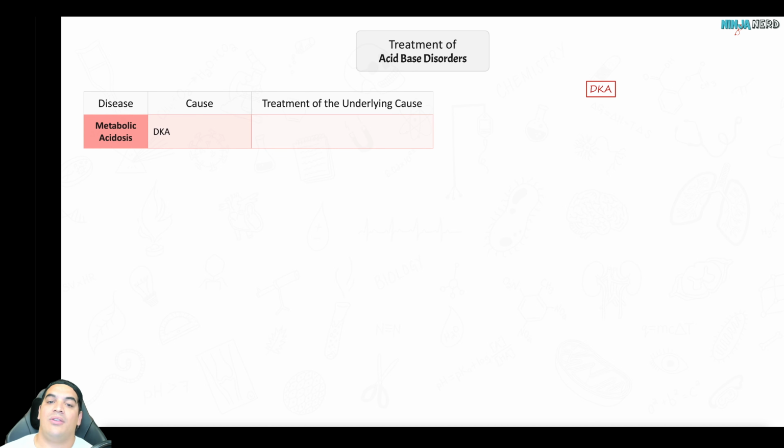Now the question that comes about here is, how do we really treat these? And it really depends upon the underlying cause. For all of these, treatment of the underlying cause is of the utmost importance.